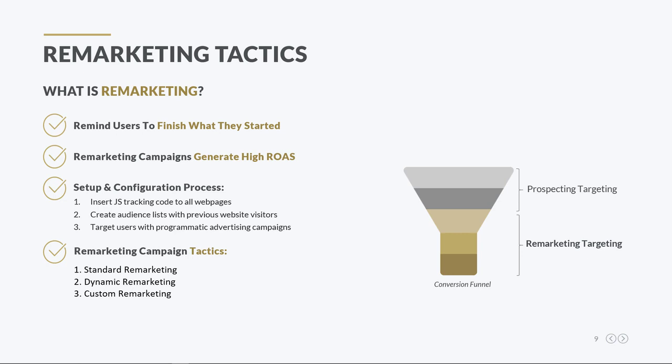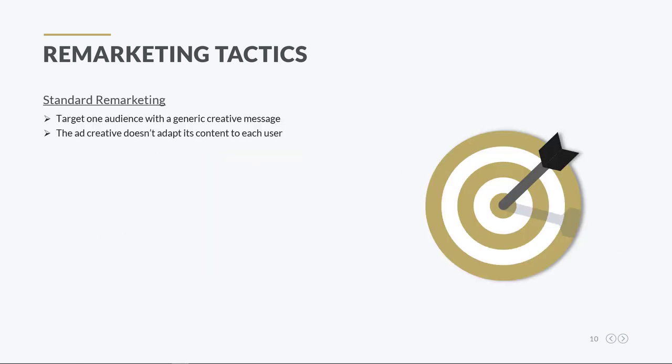There are three main remarketing tactics: the standard, dynamic, and custom remarketing. But let's go through each one of them. Standard remarketing is the practice of creating one audience list, say of website visitors who didn't open an account, and then target it with a generic creative message. In other words, the ad creative doesn't change to adapt its content specifically to each user.